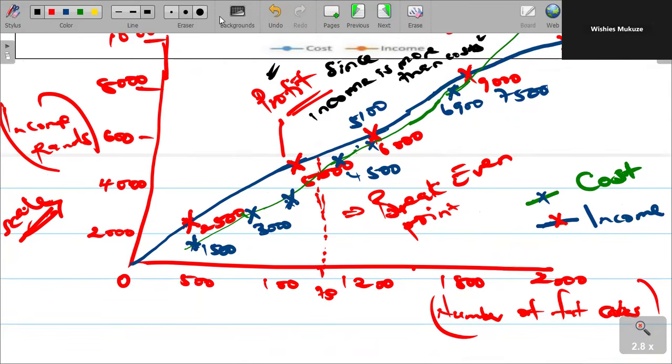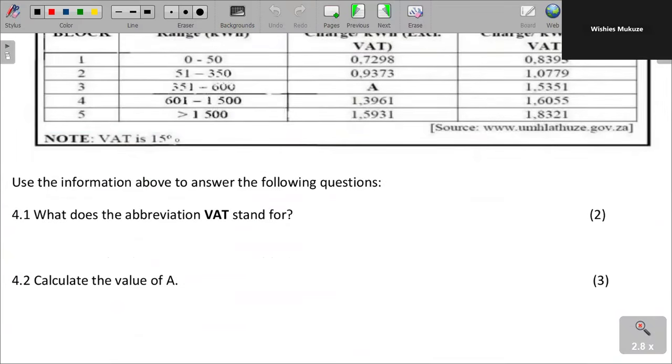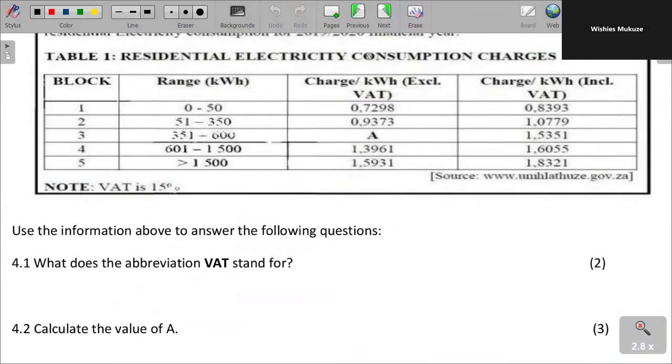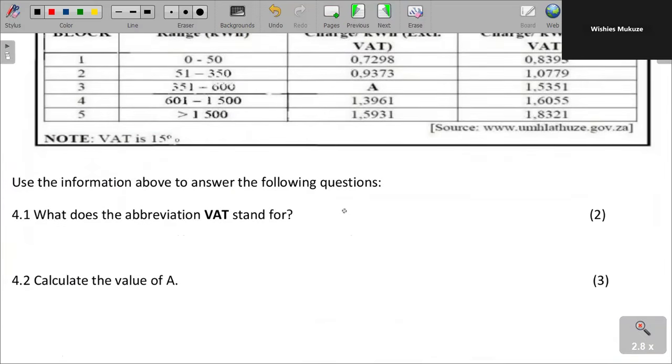And then the next question is saying, 4.1. There is a question that we are given here which shows the residential city electricity consumption charges for the 2019-2020 financial year. Use the information above to answer the following questions. What does the VAT abbreviation stand for?